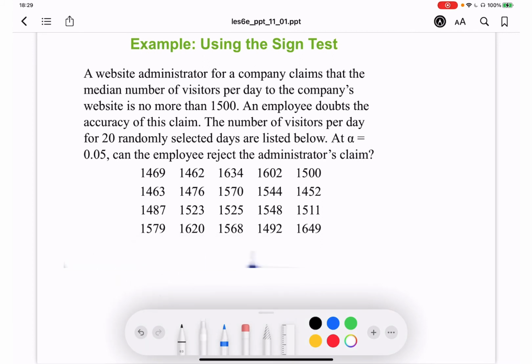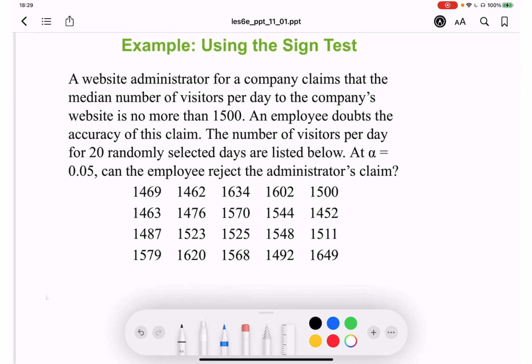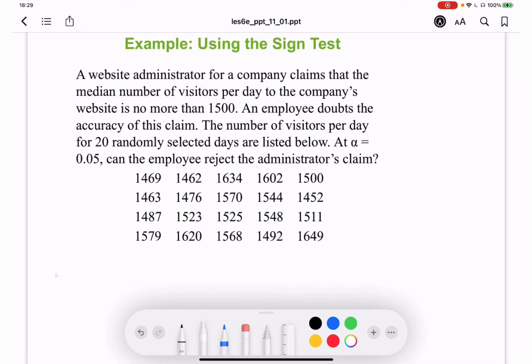So here we have an example. Using the sign test, a website administrator for a company claims the median number of visitors per day to the company's website is no more than 150. An employee doubts the accuracy of the claim. What is important? No more means less than or equal, which is going to be the null hypothesis, right? It includes the equal sign. The number of visitors per day for 20 randomly selected days are listed below. So in total, we have 20. At alpha equals 0.05, can the employee reject the administrator's claim?